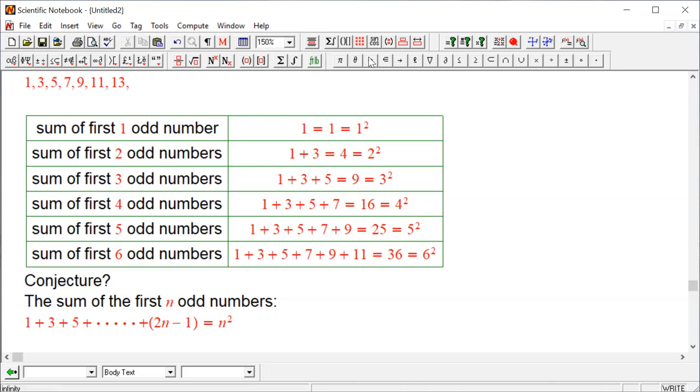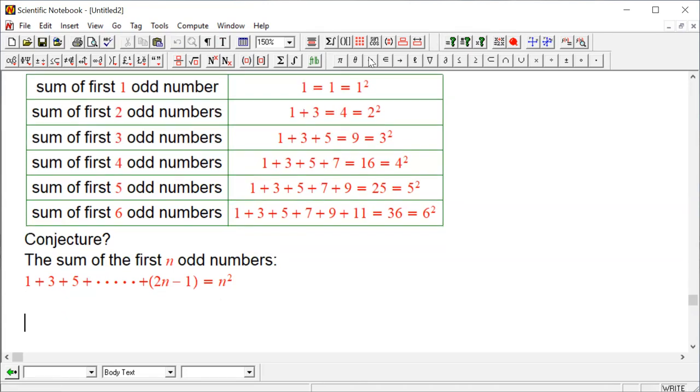So this is the mathematical induction method. So here is the principle of mathematical induction.